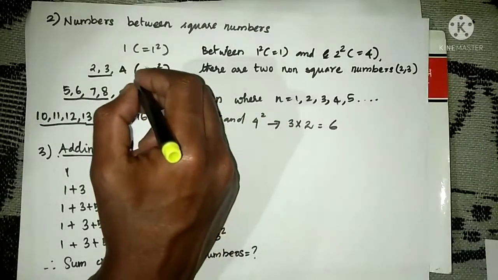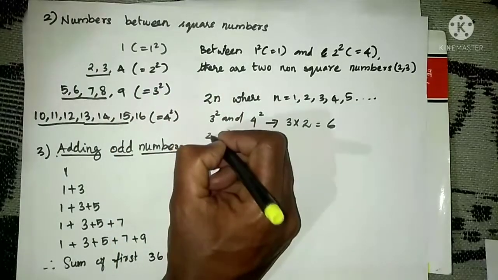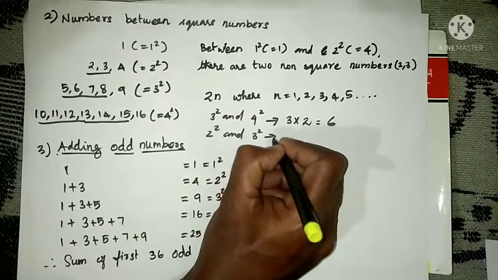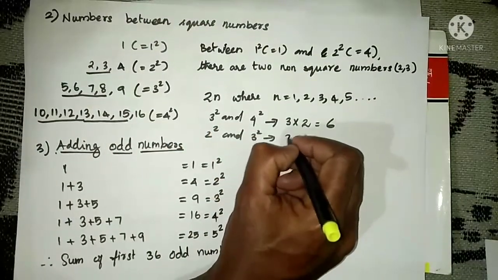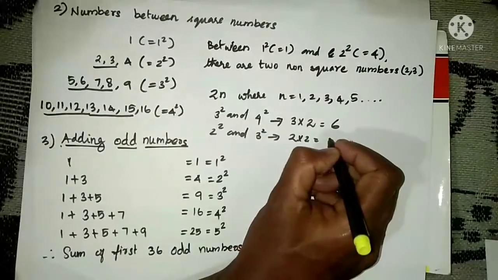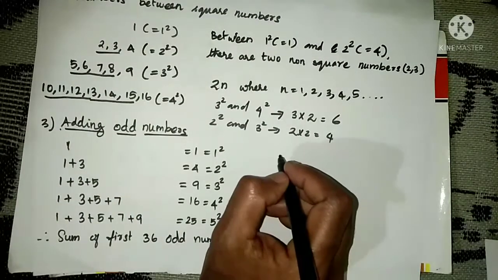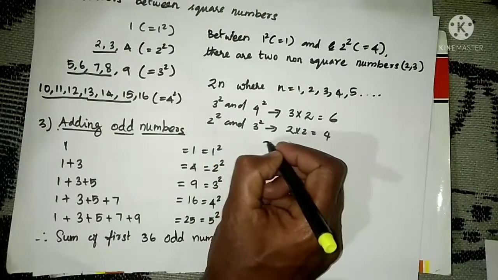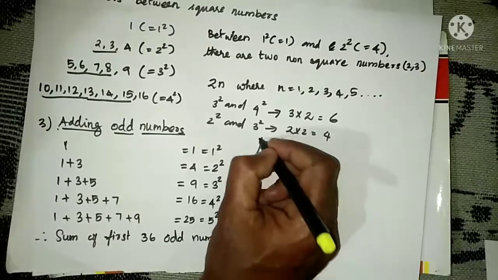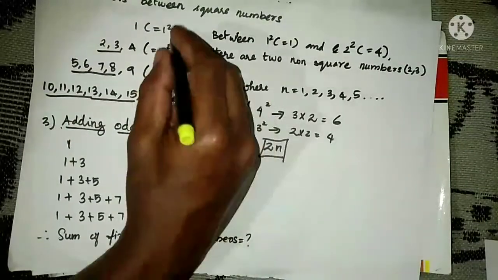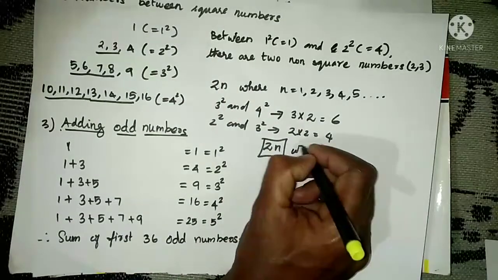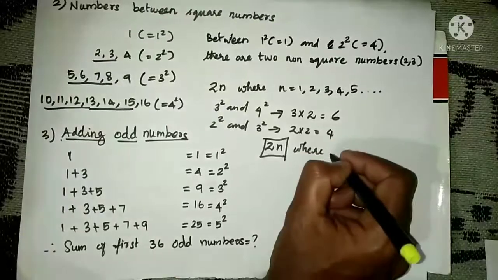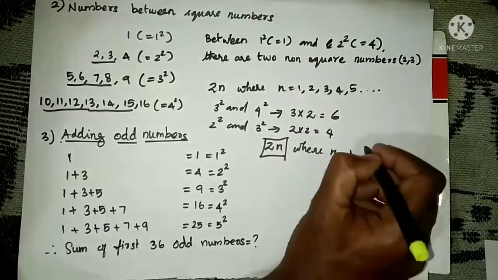Between 2 square and 3 square, the smallest number is 2. So 2 into 2, we get 4. So here the formula we can write is 2n, 2 into n. The n value is the smallest number among these, where n is a natural number.